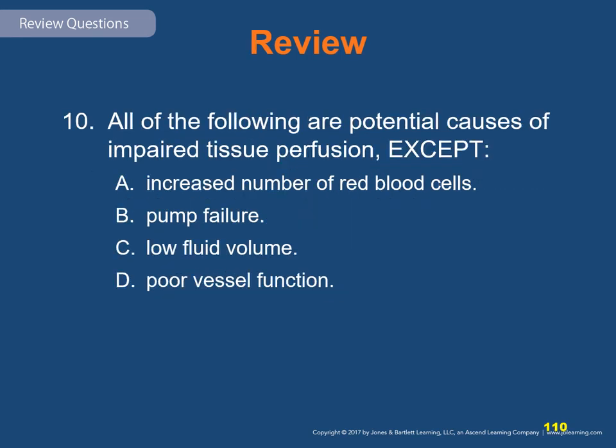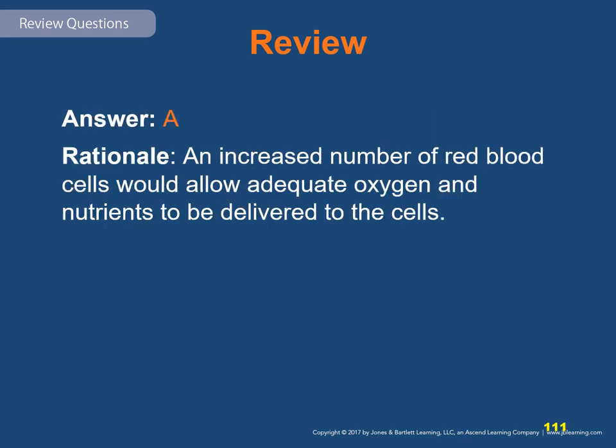Review question 10. All of the following are potential causes of impaired tissue perfusion except A. An increased number of red blood cells, B. Pump failure, C. Low fluid volume, D. Poor vessel function. The correct answer is A.